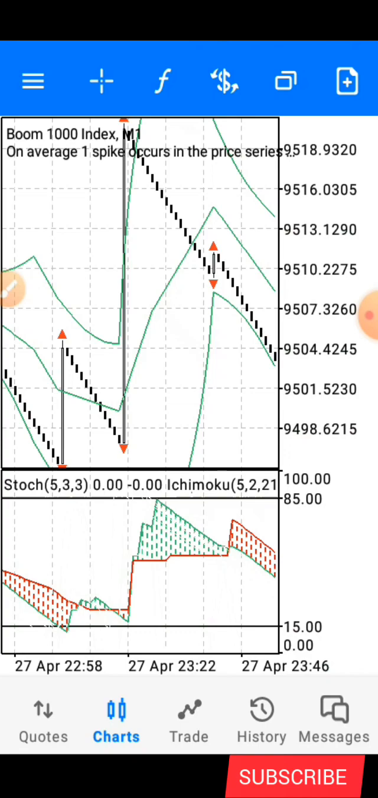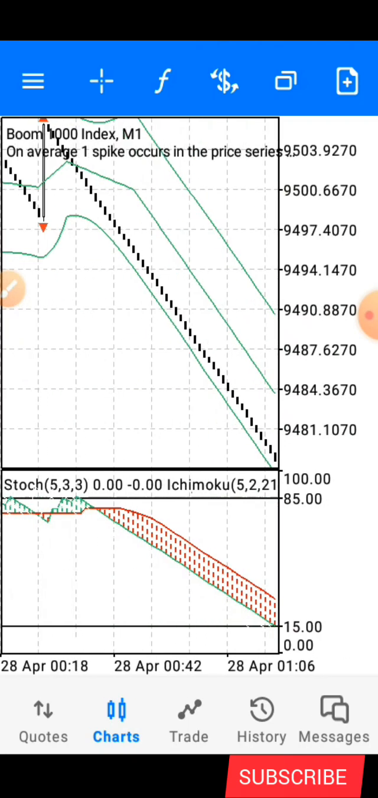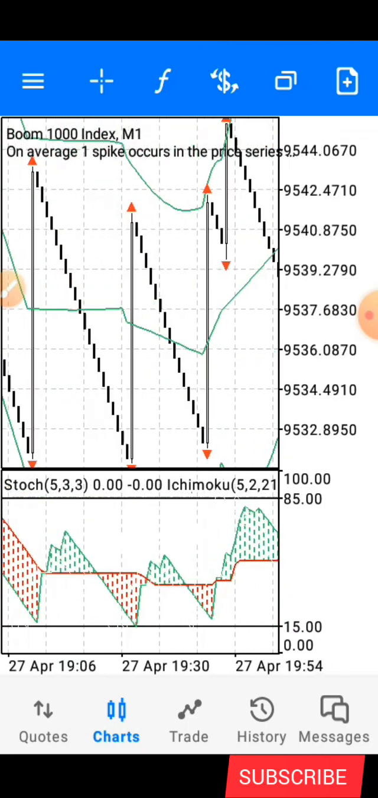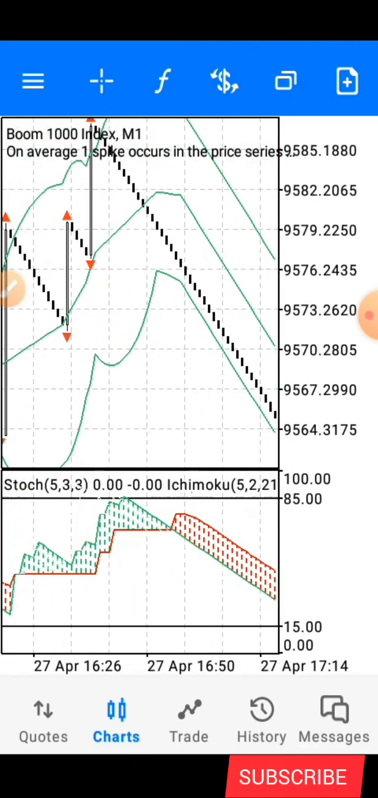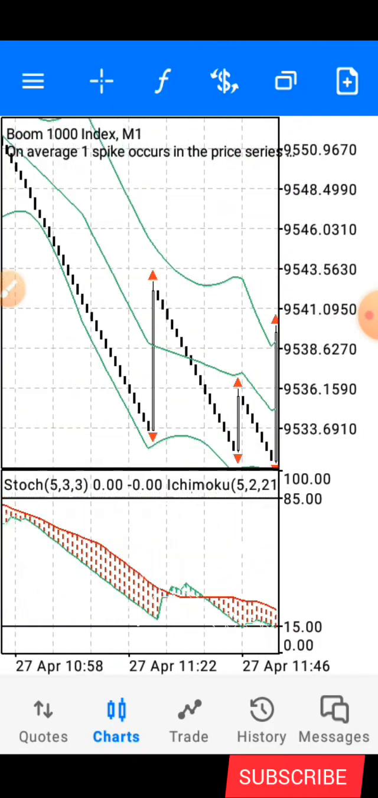So with that out of the way, let me show you guys how this wonderful strategy works. This is a spike catching strategy and it works best on the Boom 1000, Crash 1000, Boom 500 and Crash 500. I haven't tested it on the Crash and Boom 300 yet. So you can only use it on these four synthetic indices I have just mentioned. Now how the strategy works, let me look for a perfect example so I can use and explain for you guys.